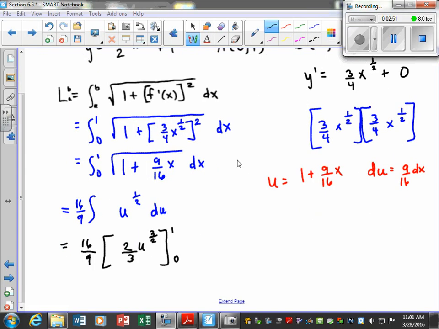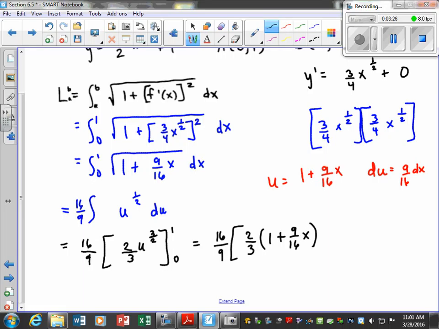Okay, so we have our antiderivative and we have it set up. Now I have two options here. I can either leave it in terms of u, but then I would have to change my intervals here. These intervals are in terms of x, right? They were given. So I'm going to go ahead and replace this u and rewrite it so that everything's in terms of x, so I don't have to change it. So 2/3. What do I put in place of u? We go ahead and plug this back in. So we'll have 1 plus 9/16 x to the 3/2 power, evaluated from 0 to 1.